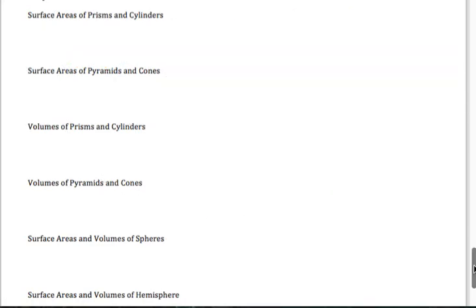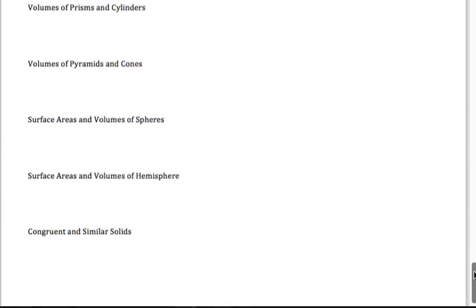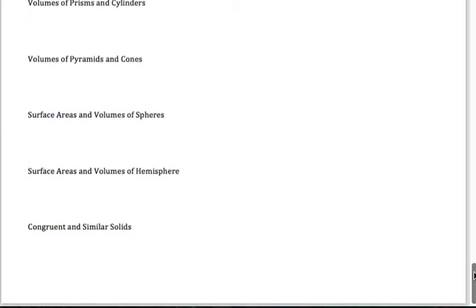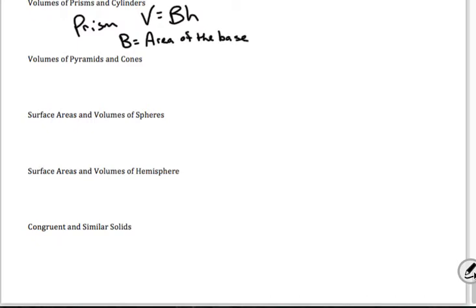So then we go down to volume of prisms and cylinders. So this is it. We're done sliding down. So if I have a prism, the volume of that is going to be base times the height. And make sure you know B is the area of the base. It doesn't matter what it is. You got to figure it out. Now, the base of a cylinder is always pi r squared.